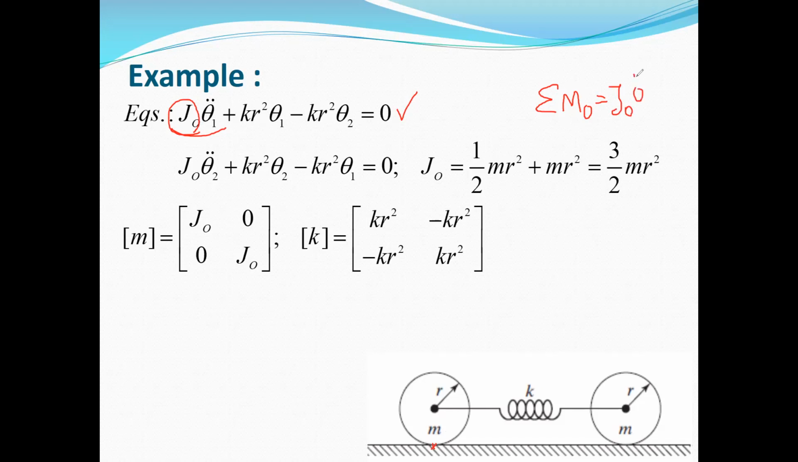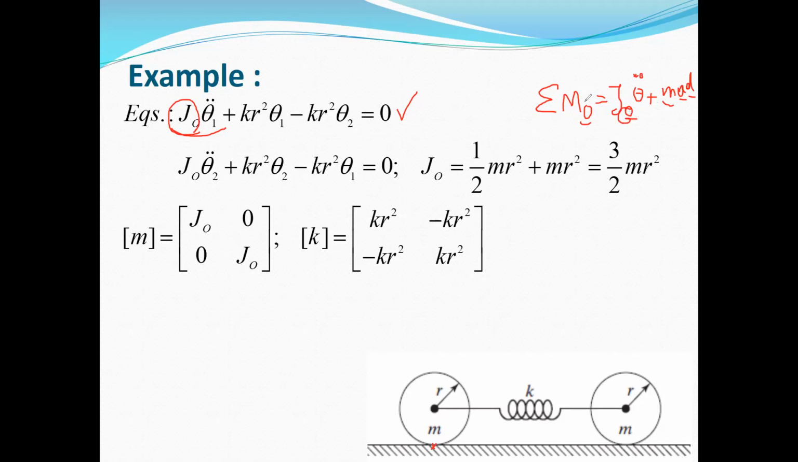theta double dot or alpha. When this point O is the fixed point of rotation, we can write in this form. But if this point was not the fixed point of rotation, we will have an additional term, which is ma times d, where a is the acceleration, d is the distance between point O and the mass center, and m is the mass of the rigid body. And instead of Jo, we will have Jg.